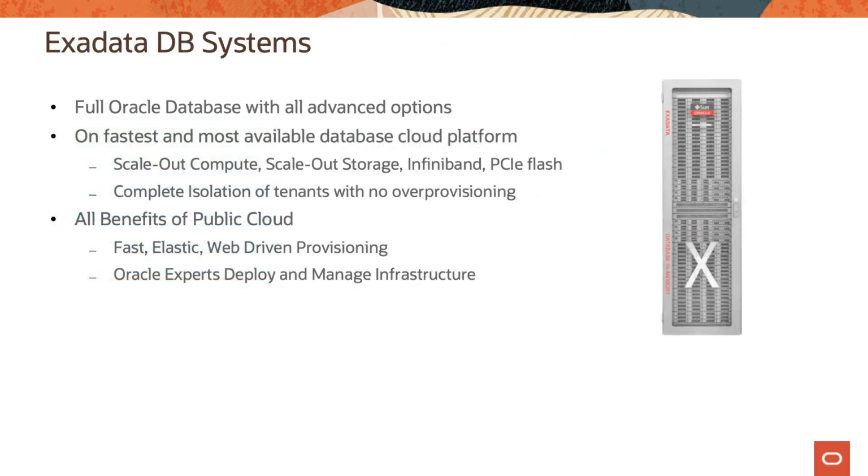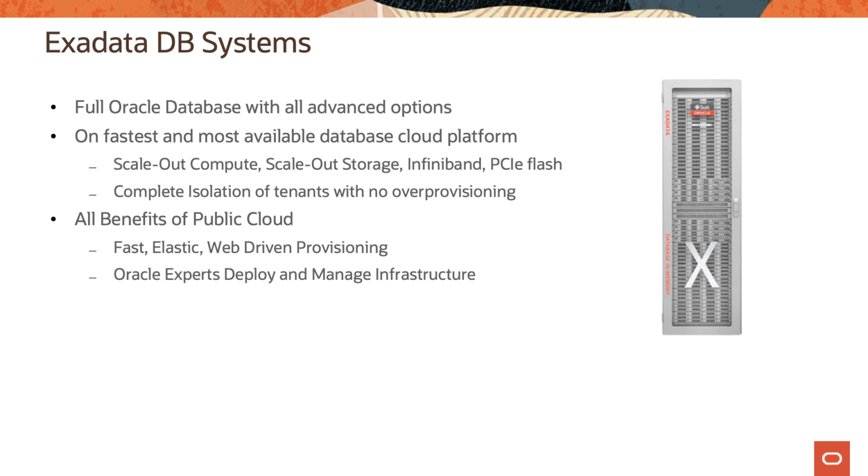Let's now look at the Exadata DB systems. When you deploy an Exadata DB system in Oracle Cloud Infrastructure, you get Oracle Database Enterprise Edition with all the advanced options. Exadata DB Systems is Oracle's fastest and most available database cloud platform. You can scale out compute, scale out storage, and it has the InfiniBand switches with InfiniBand networking between the database server and the storage server. It also has the PCIe flash cards attached to the storage server for better performance.